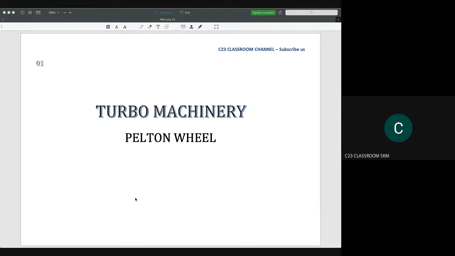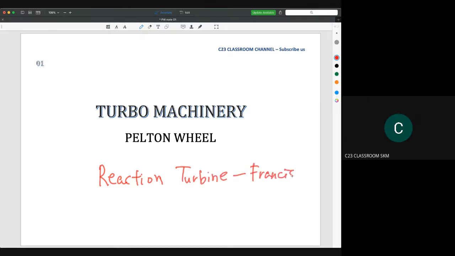So it is about the Pelton wheel. Pelton wheel is one type of turbine. The previous one is the Francis turbine. Francis turbine is in the group of reaction turbines. One example of a reaction turbine is the Francis turbine. Francis is an engineer's name, he designed the system. And the Pelton wheel here is called an impulse turbine.